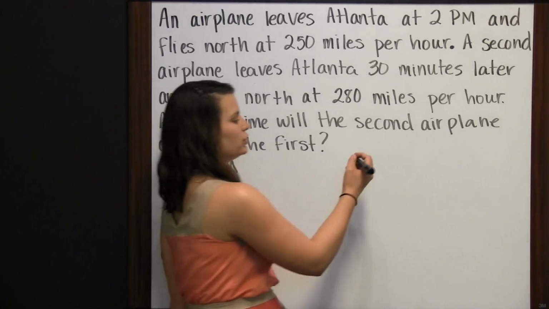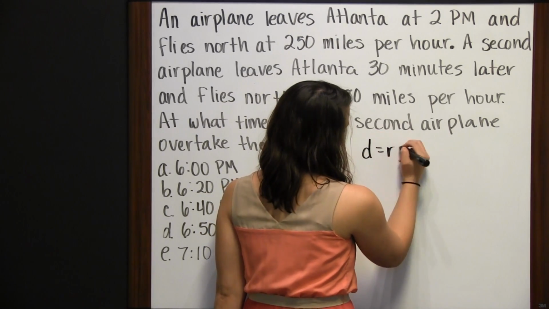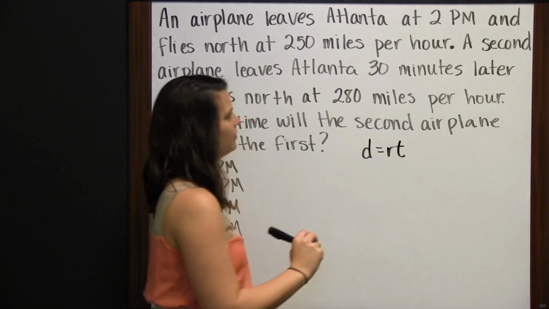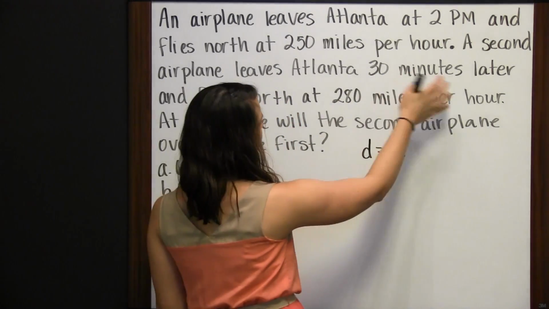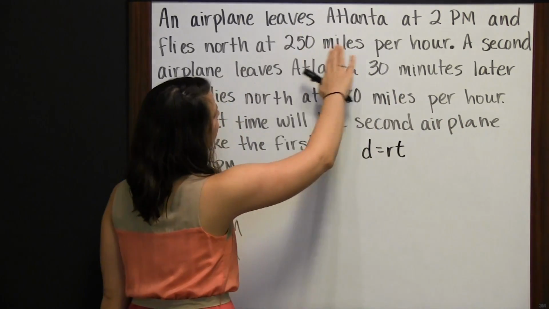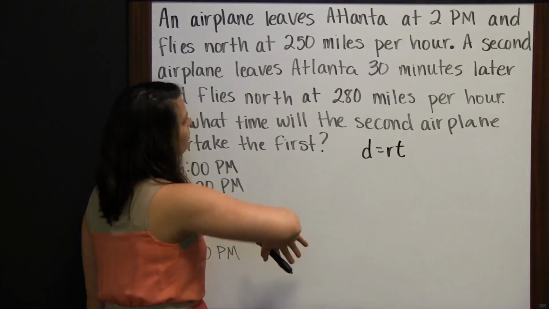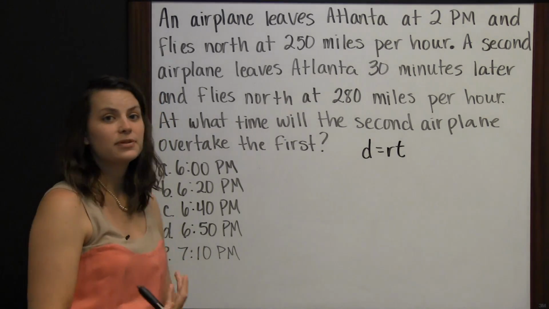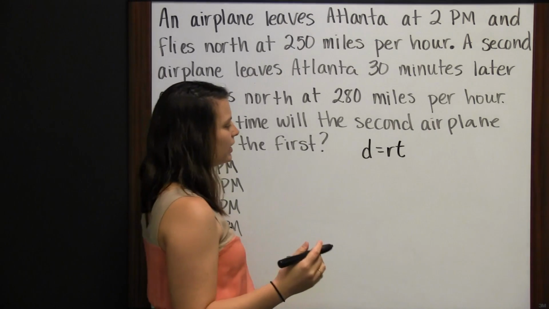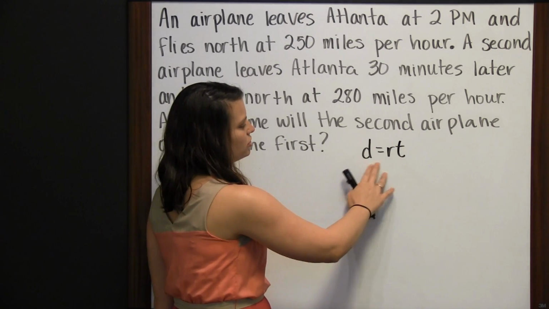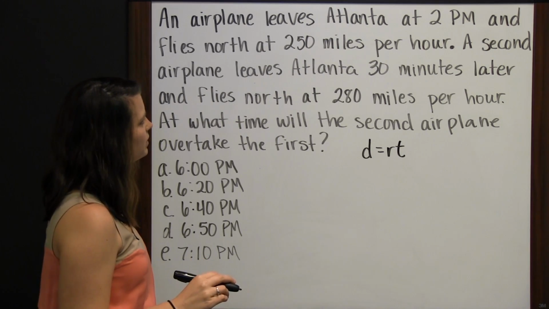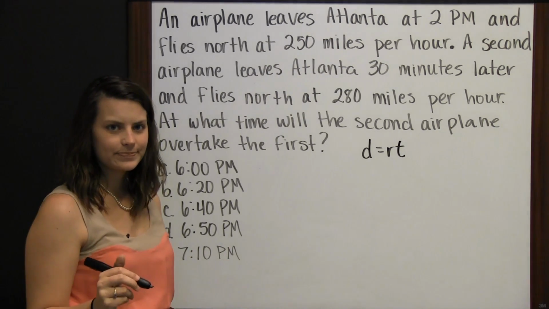Well, this is a DIRT problem, or distance equals rate times time. You see, we've got time, 30 minutes later. We've got rate, 280 miles per hour, 250 miles per hour. We've got distance here because both these planes are flying a distance, and that's how their rate and time are related. So we need to use this formula to help us organize our data.